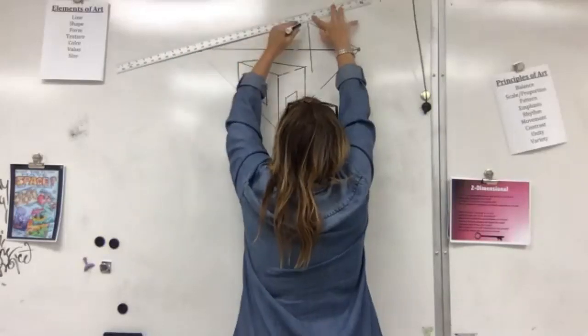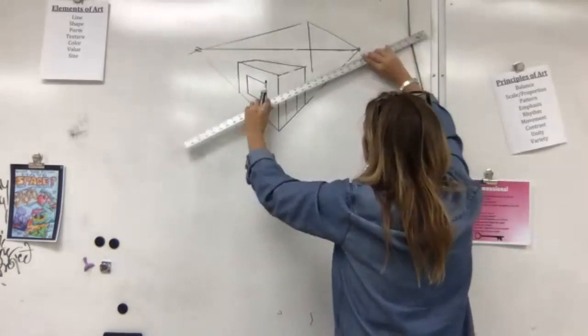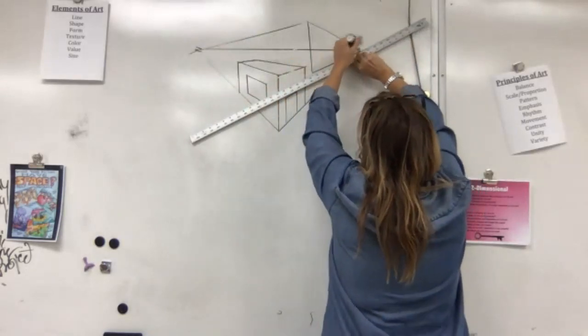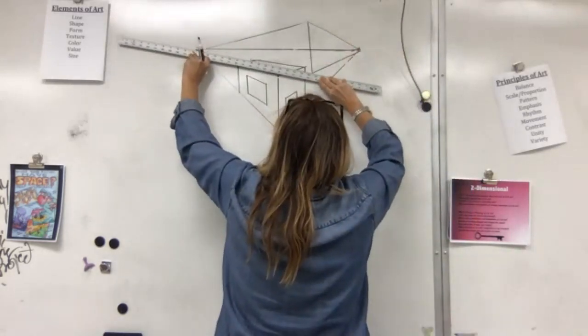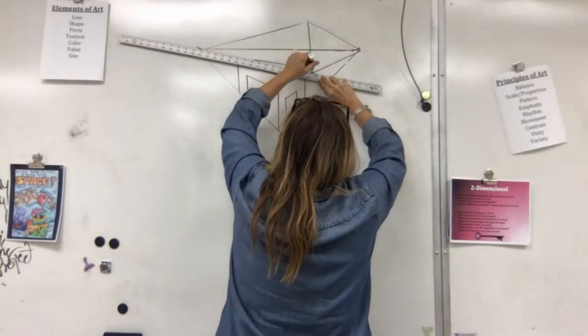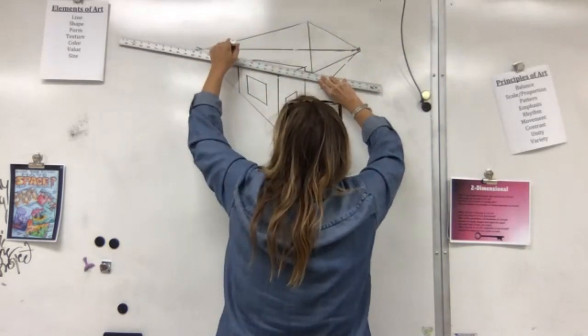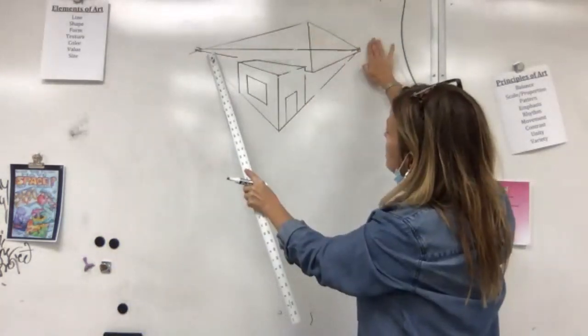Same for here. I'm not going to draw through that building because this building's going to be behind it. Finish my guidelines. Now, I have to stop this from going back into space.